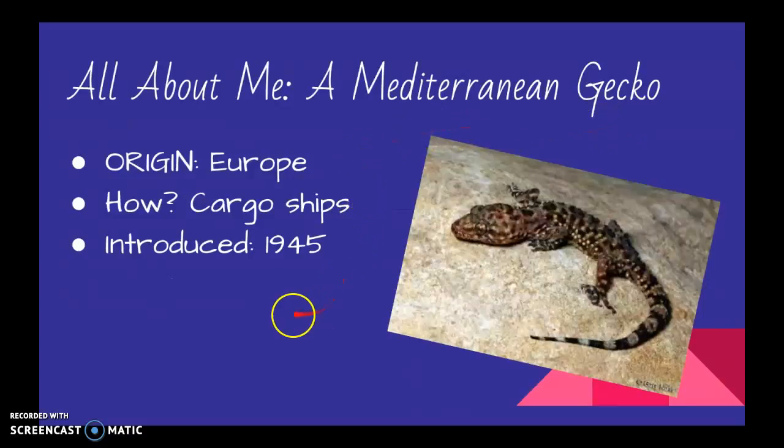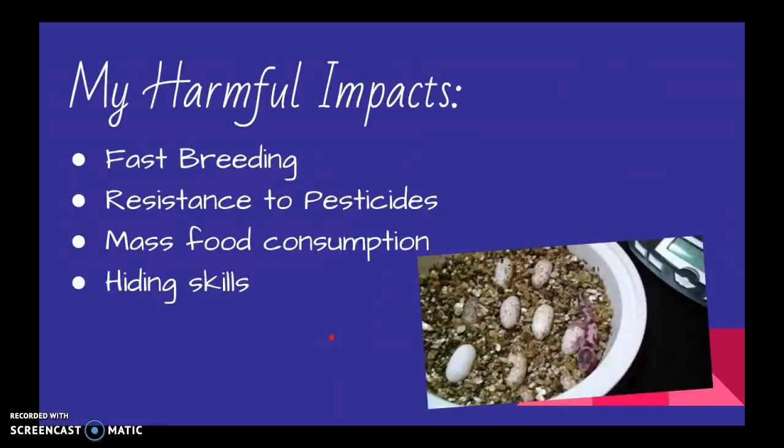The Mediterranean gecko is native to Mediterranean parts of Europe. They were introduced in New Orleans from cargo ships around 1945. The Mediterranean gecko has spread all across Louisiana, but is more populated in southern parts of the state. Some harmful impacts include their fast breeding. They breed swiftly and have a very strong resistance to pesticides, which makes them what they are, an invasive species.